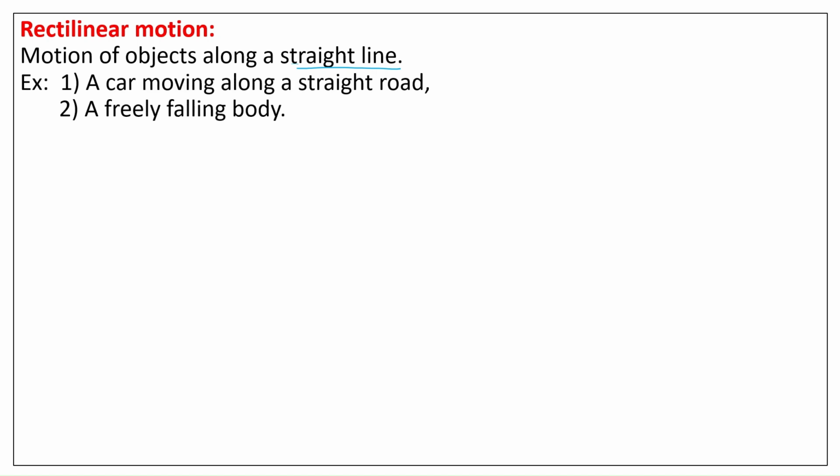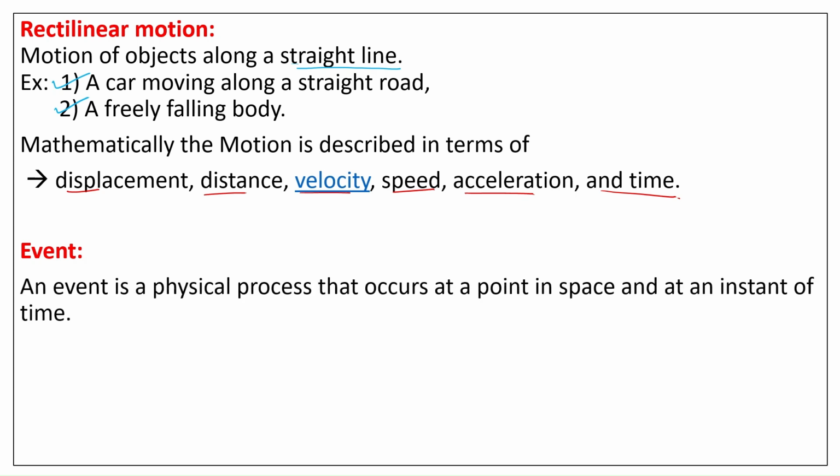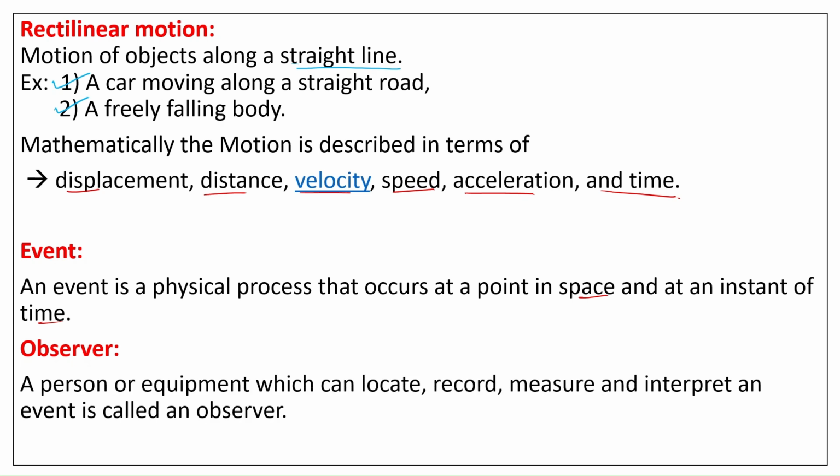Example 1. A car moving along a straight road. 2. A freely falling body. Mathematically, the motion is described in terms of displacement, distance, velocity, speed, acceleration, and time. Next. Event. An event is a physical process that occurs at a point in space and at an instant of time. Observer. A person or equipment which can locate, record, measure and interpret an event is called an observer.